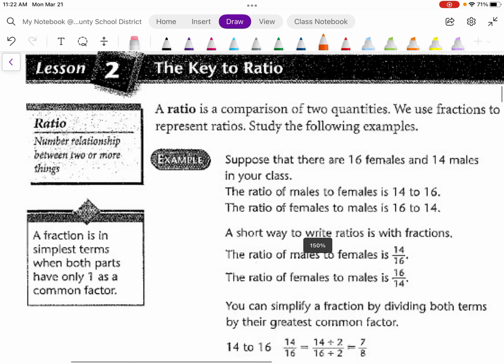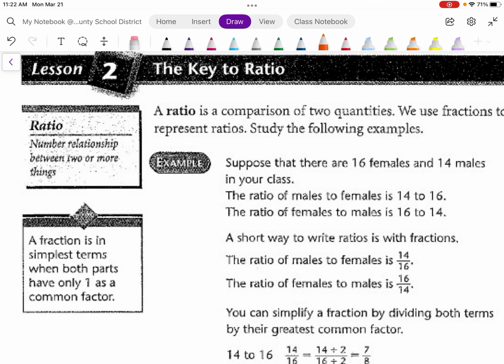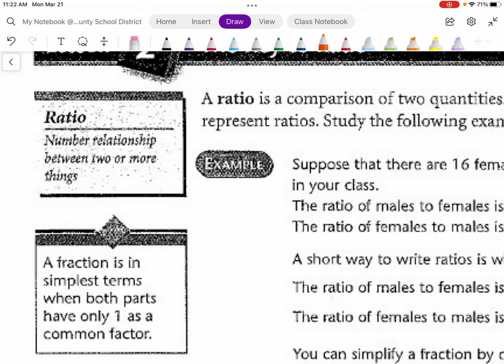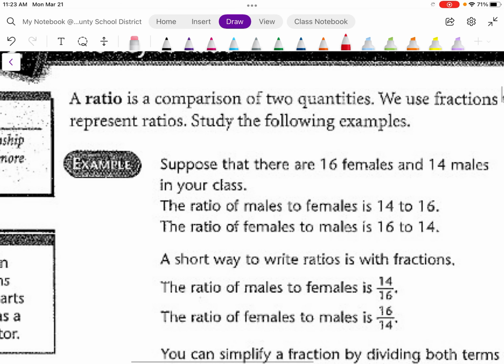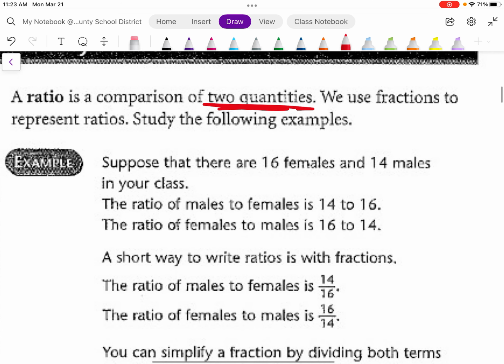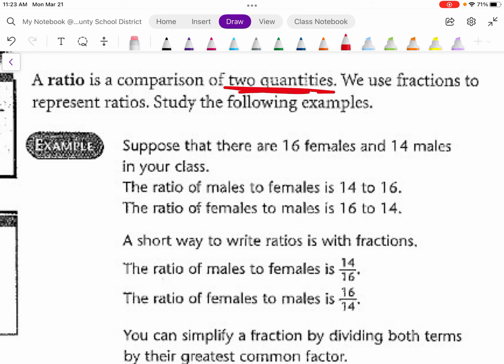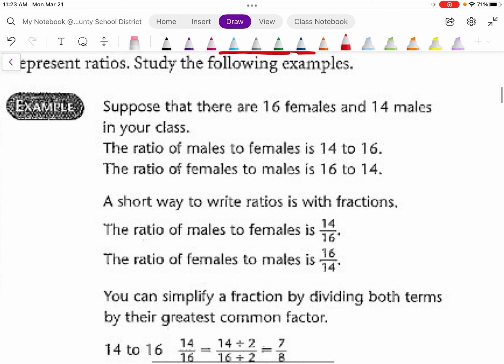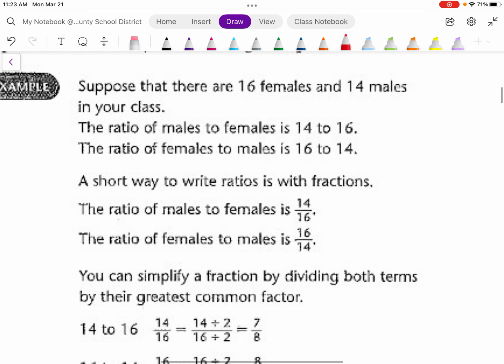Going on to lesson number 2, the key to ratio. So a ratio is a number relationship between 2 or more things. Okay, a ratio is a comparison of 2 quantities. We use fractions to represent ratios. Study the following examples. So suppose there are 16 females and 14 males in your class. The ratio of males to females, so the order does matter.